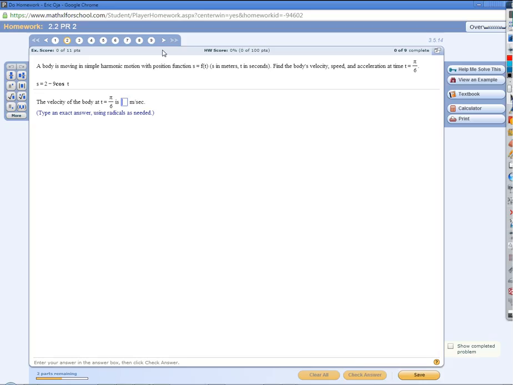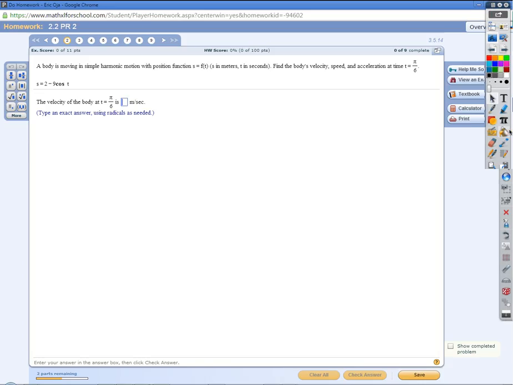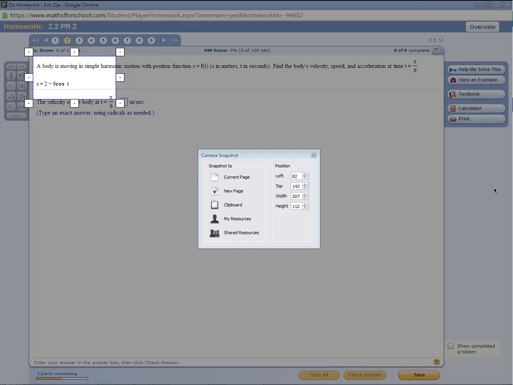Okay, so this one they're asking us, you probably can't read that. They're telling us a body is moving in simple harmonic motion with position function s equals f of t. So here's the position function, s. And they just want us to find the velocity. It's not a really hard one, but it's some good physics here too. There are going to be some harder ones, and I'm sure I'll look at least one hard one too.